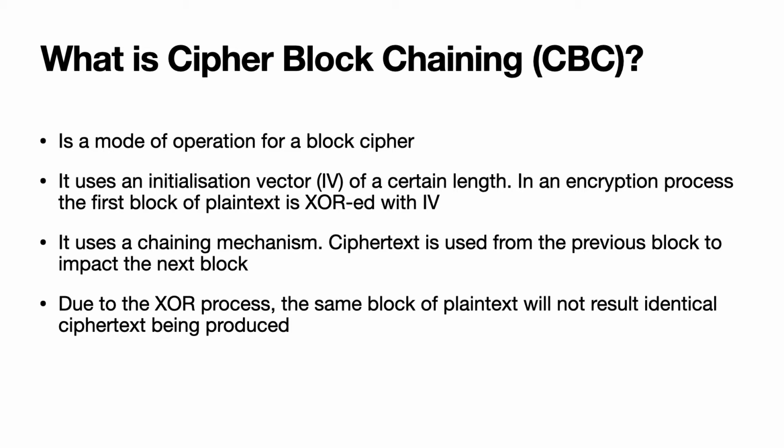It uses an initialization vector, also known as IV, of a certain length. In an encryption process, the first block of plaintext is XORed with IV. It uses a chaining mechanism. Ciphertext is used from the previous block to impact the next block. Due to the XOR process, the same block of plaintext will not result in identical ciphertext being produced.